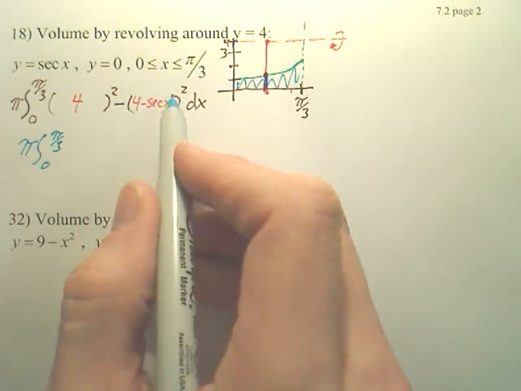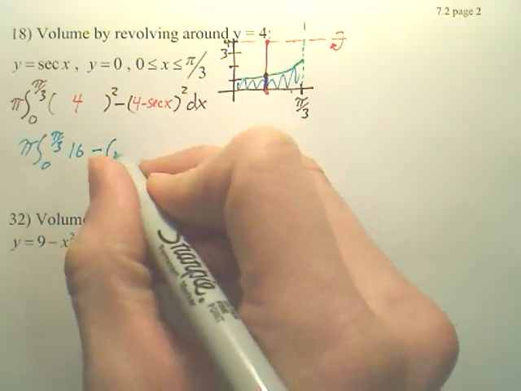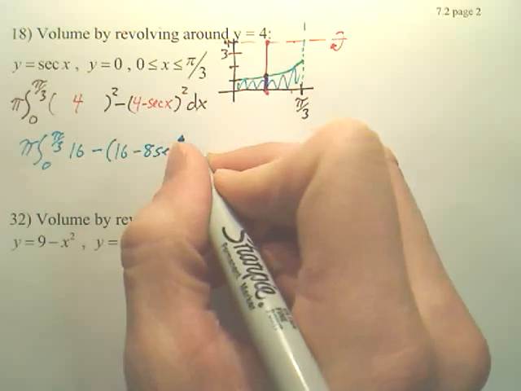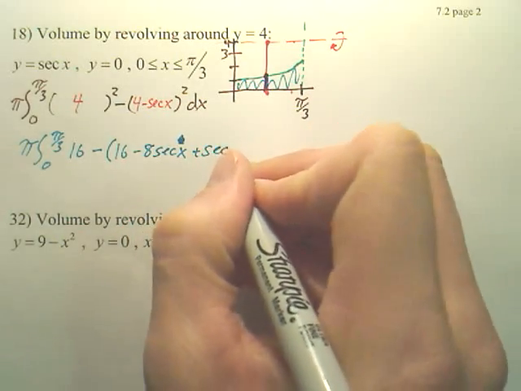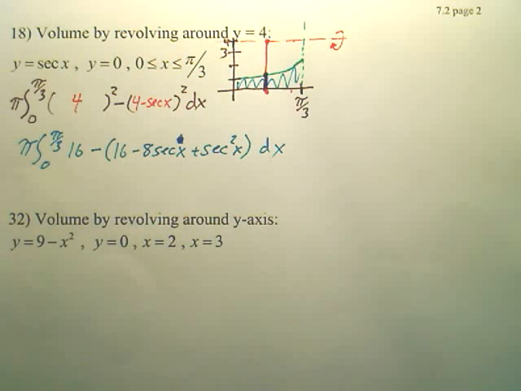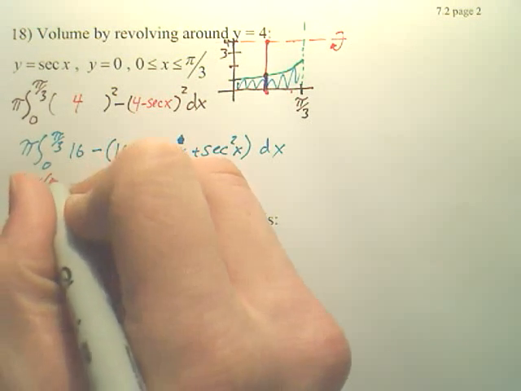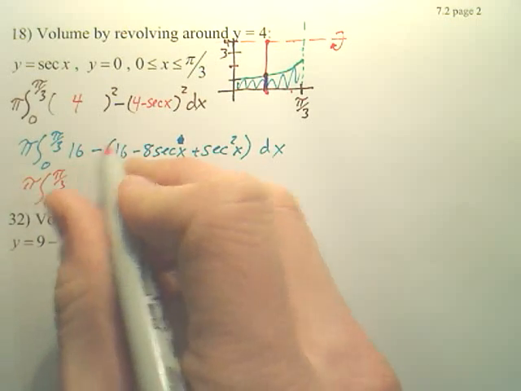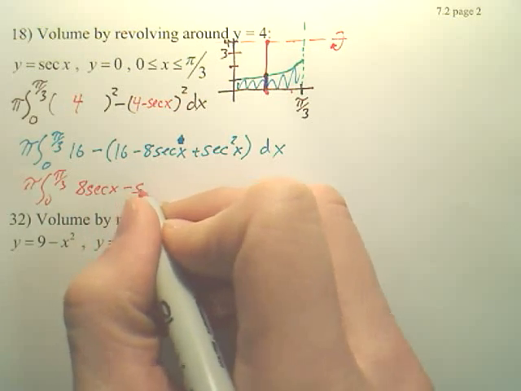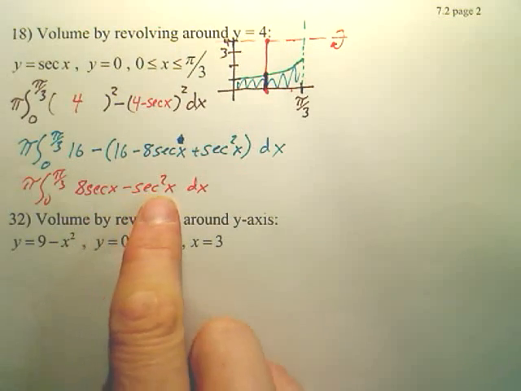Isn't this going to be squared and this is going to be squared? You're basically going to get 16 minus, don't forget the parentheses here, 16 minus 8 secant x, oops, that's not squared, plus secant squared x dx, from 0 to pi over 3. These are going to cancel, which you end up with basically 8 secant x minus secant squared x dx.